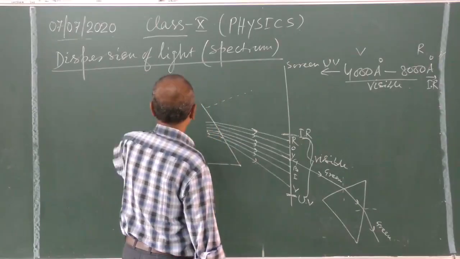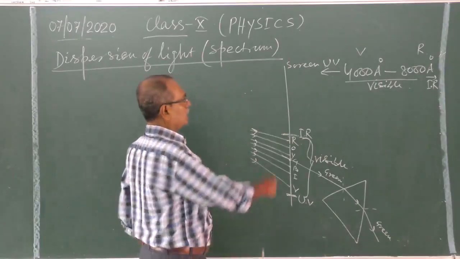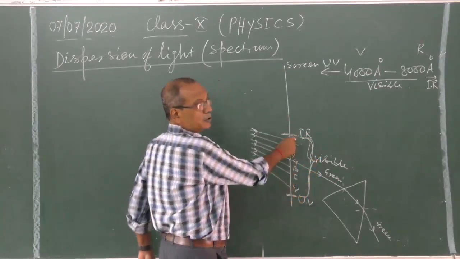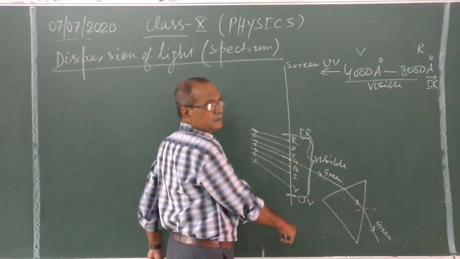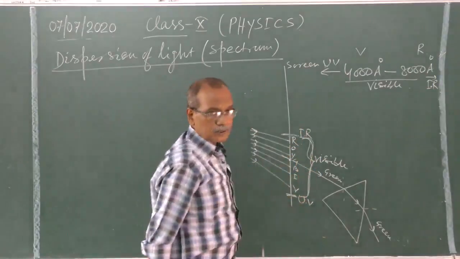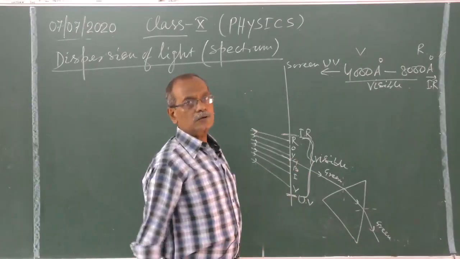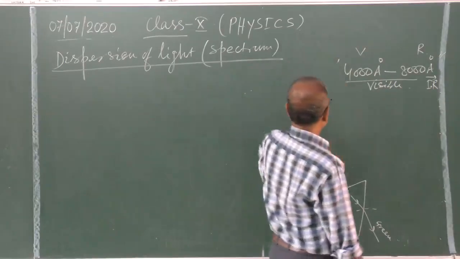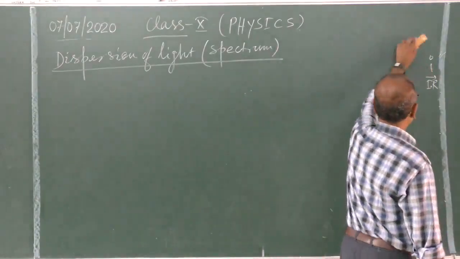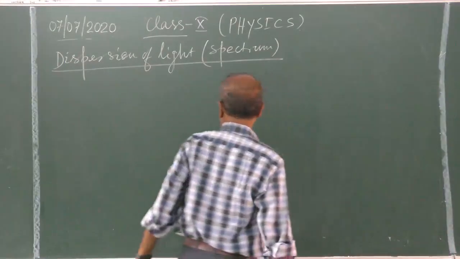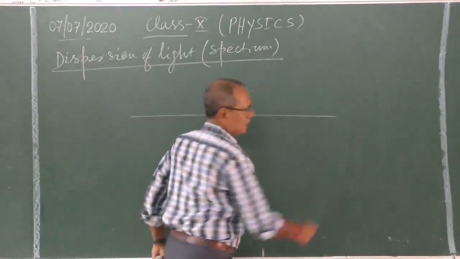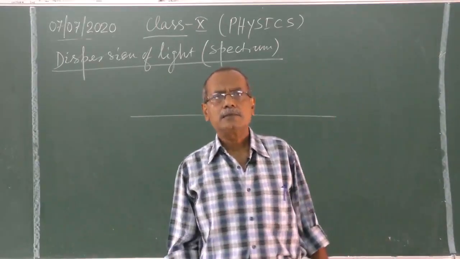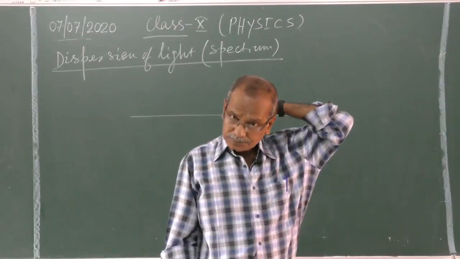Now we'll talk about the electromagnetic spectrum. This is only the visible spectrum, VIBGYOR, but the total spectrum, visible and invisible, is known as the electromagnetic spectrum. So here we'll do the electromagnetic spectrum according to wavelength, or frequency also.